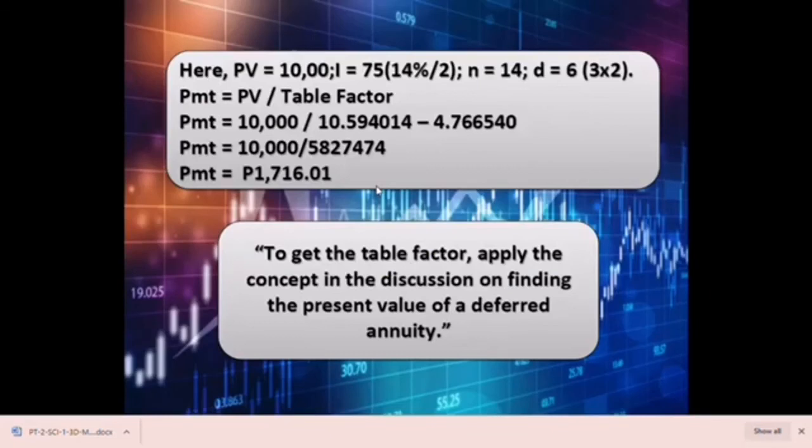Here, PV is given, and it is 10,000. The interval is not 75, that is a typo; it is 7. Where does the 7 come from? 14% divided by 2 equals 7%. N is 14, and D is 6, because 3 times 2 is 6.